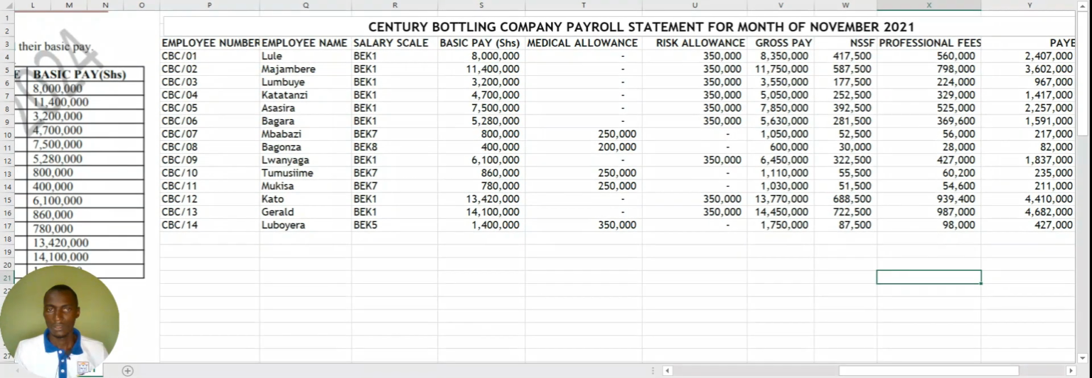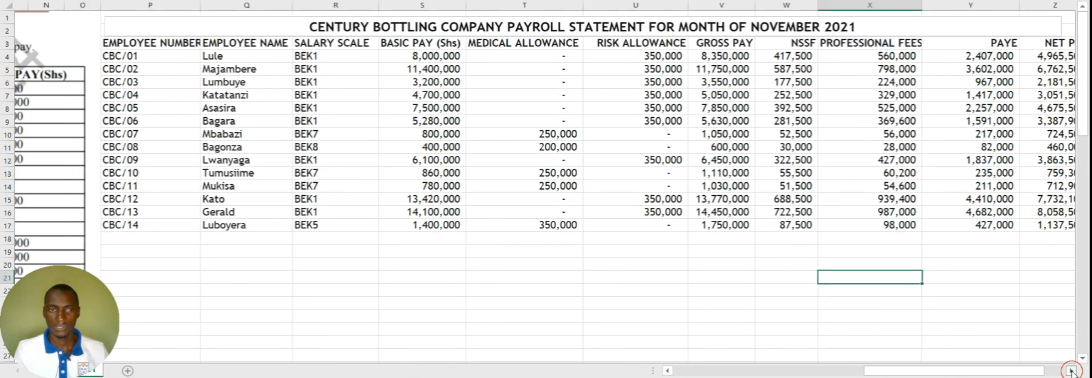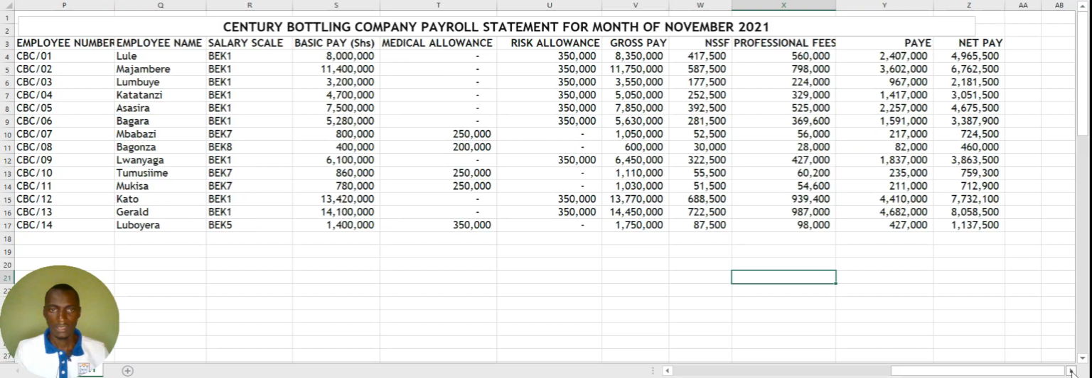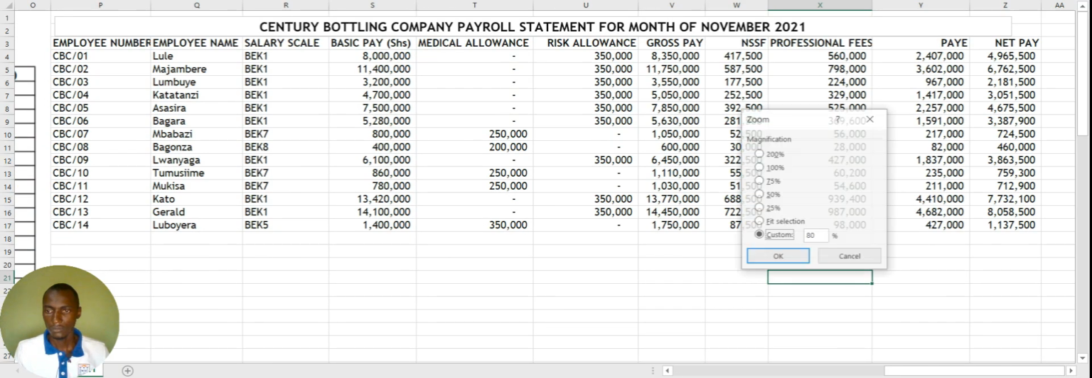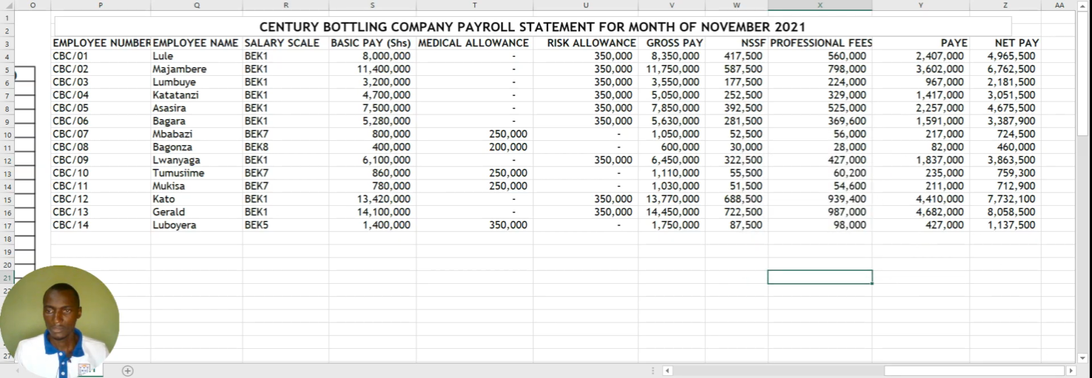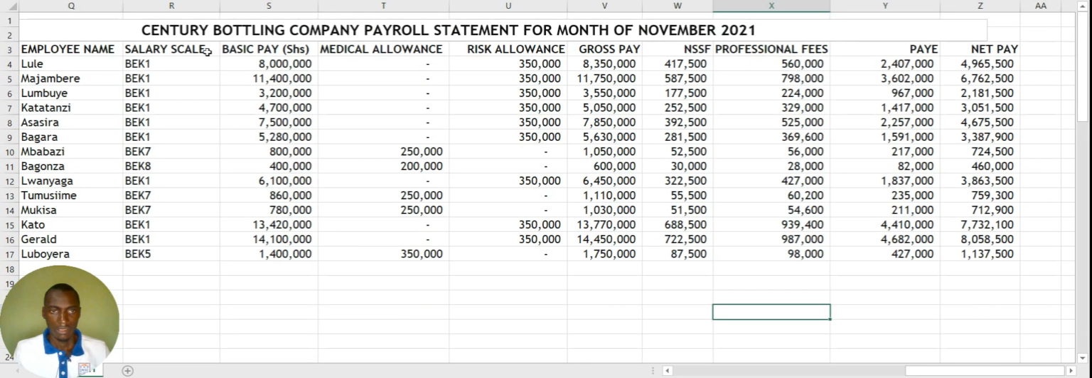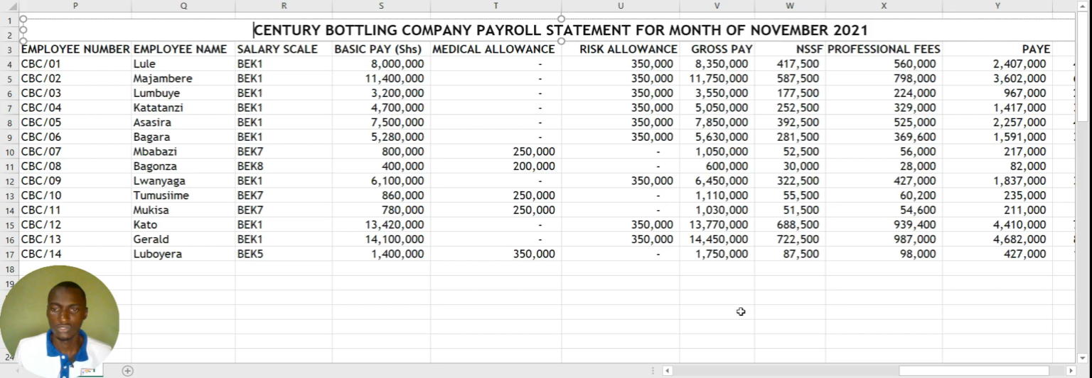That's your payroll for Century Bottling Company. That's the payroll statement for this company. Maybe what I can do, the amount's already in 1,000 separator, so the level of rounding off is 1,000, as you can see. So that is my payroll. What you have to do now is to practice through the different questions.